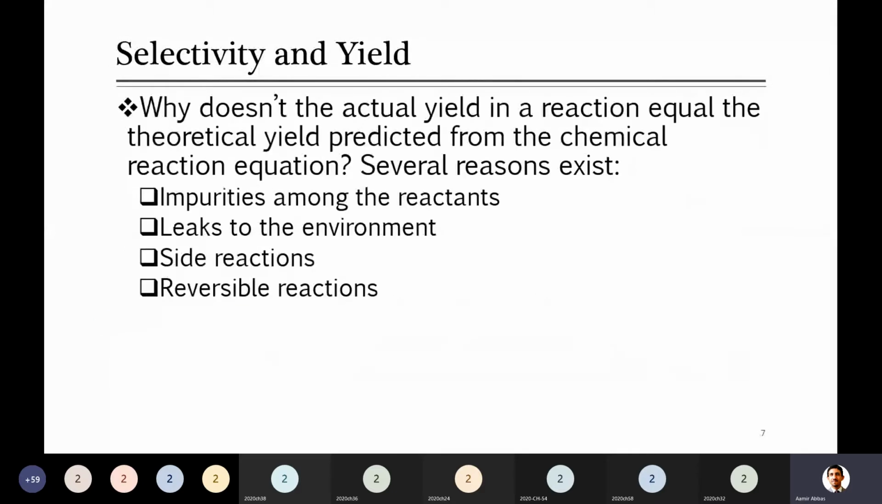So here he is going to talk about this: the actual yield in a reaction usually does not equal the theoretical yield predicted from the chemical reaction. What do these terminologies mean? Actual yield. So what comes to your mind when he is saying actual yield? That which is actually being produced in the reaction, which you are measuring practically, that is actual, and theoretical is which you just find based on calculation.